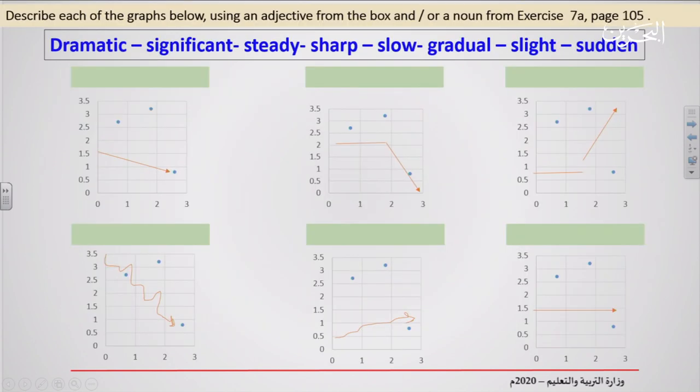Now, I need you to check your dictionaries for the words that you don't know in the box. Now, the question is, describe each of the graphs below using an adjective from the box or a noun from exercise 7A, page 105. You have 2 minutes, and then we'll check your answers.